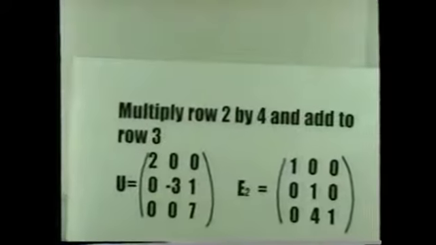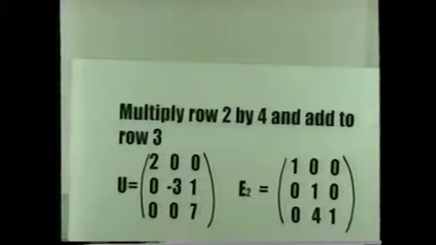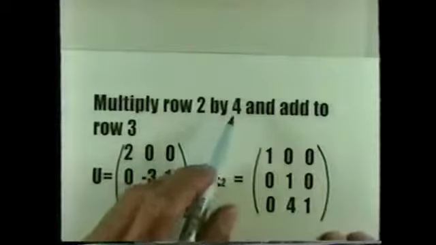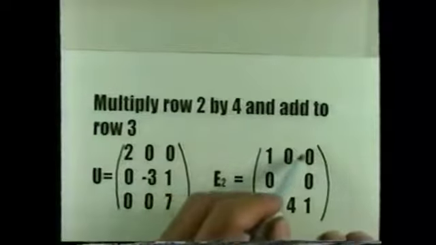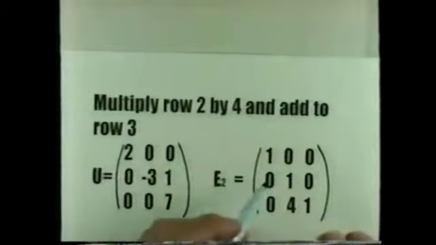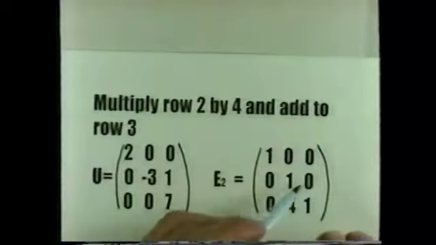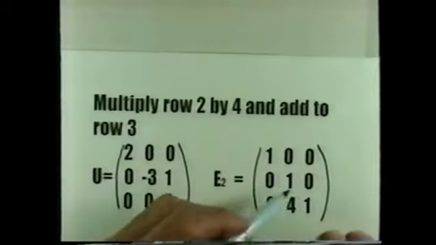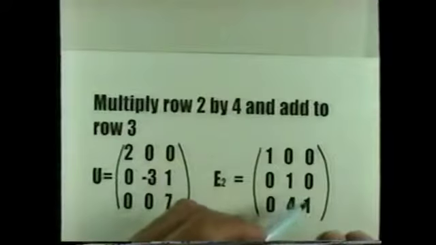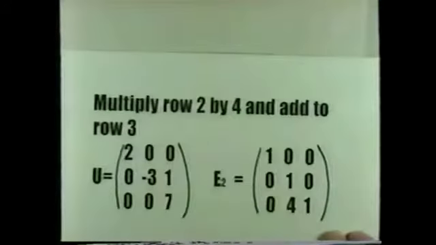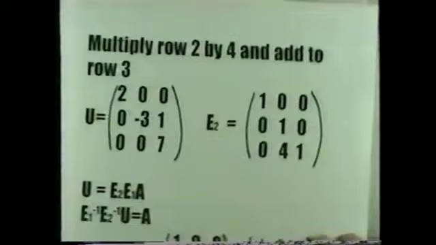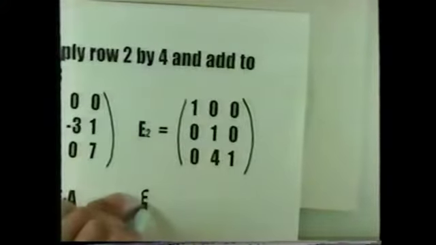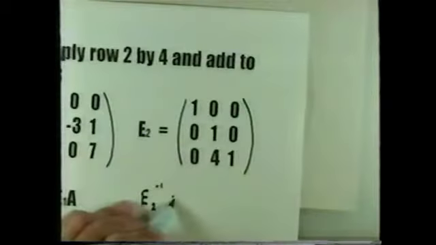And now we need to get what E2 would be. Well, in reference to the identity matrix, we multiply row 2 by 4 and add to row 3. So leave the first row the same, leave the second row the same, multiply row 2 by 4 and add to row 3. 4 times 1 is 4, plus 0 is 4. 4 times 0 is 0, plus 1 is 1. While we're here, let's get E2 inverse.